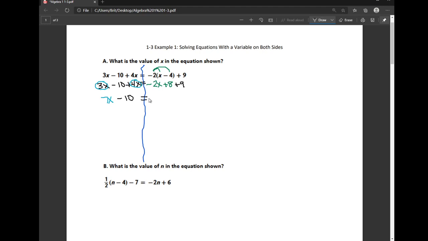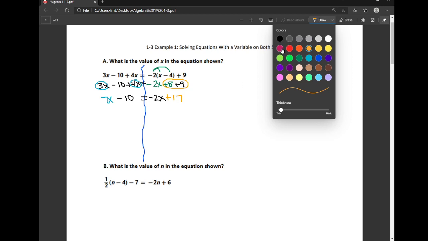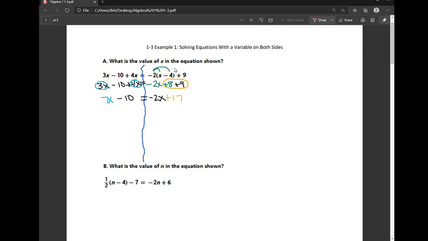Alright, now on the right hand side I have a -2x, and then my +8 and my +9, those are like terms, right, because they don't have any variables. So I can just go ahead and add those together and call it a +17. Alright, so now I've gotten rid of all my like terms. I have gotten rid of my parentheses. So now we're at the point where we want to kind of move stuff to other sides of the equal sign.